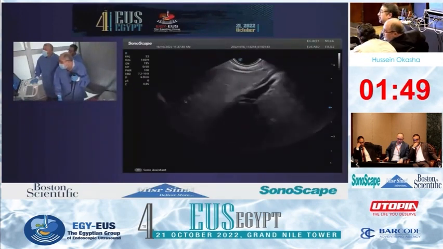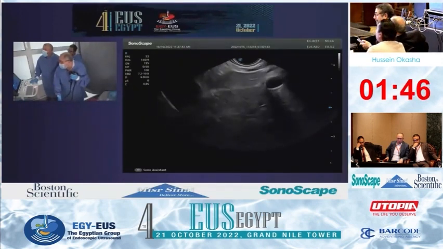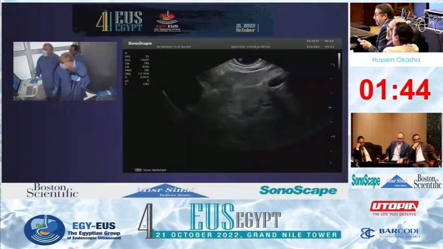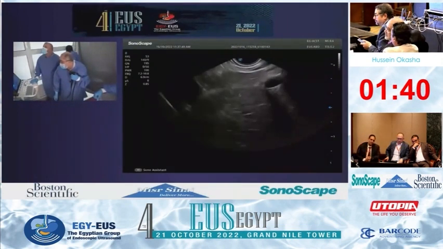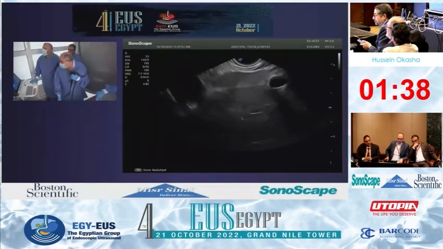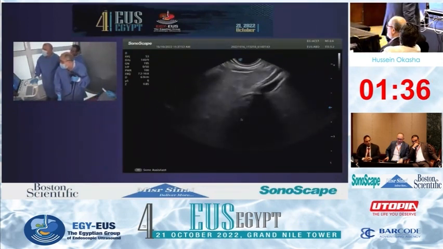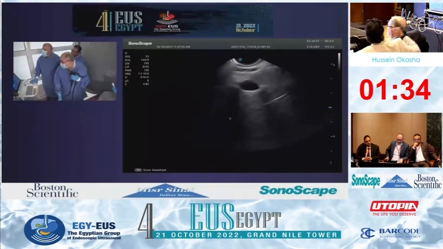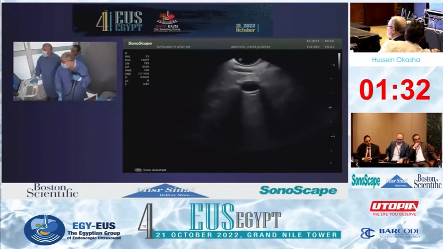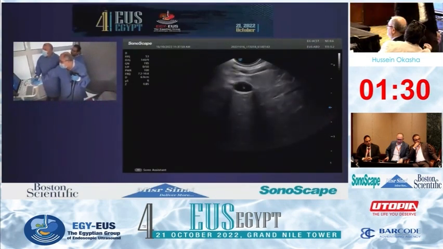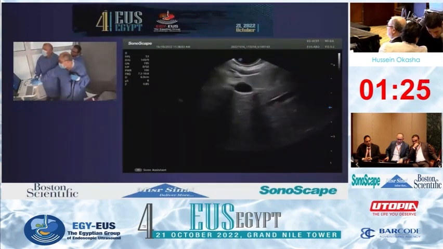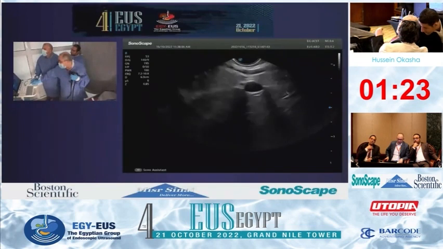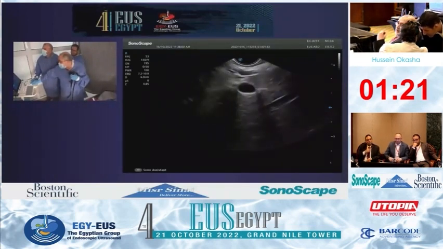Here, at the level of the ligamentum teres, I can see segment 3 above, yes, and segment 4B below. Very nice. We see ligamentum teres separating segment 3 from segment 4B. And here I can see the left portal, umbilical portion of the left portal. And here this is again segment 4B. And here this is segment 3.